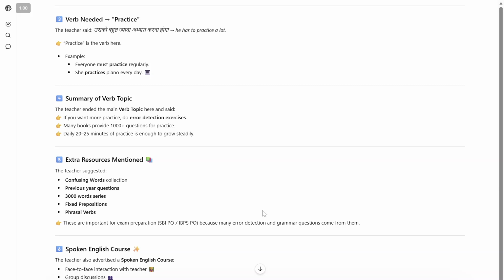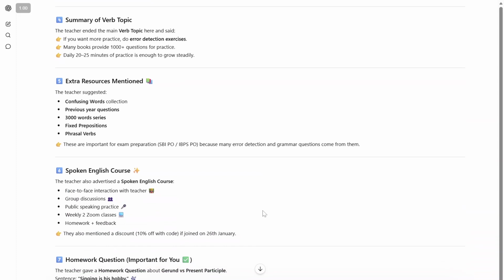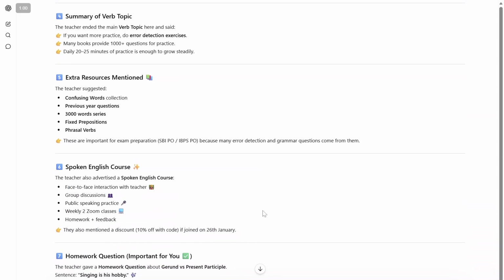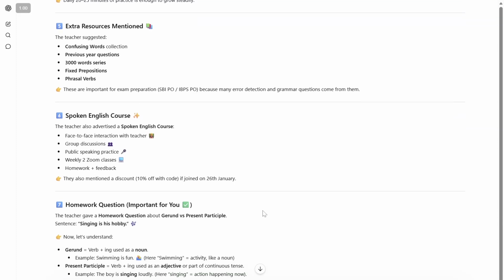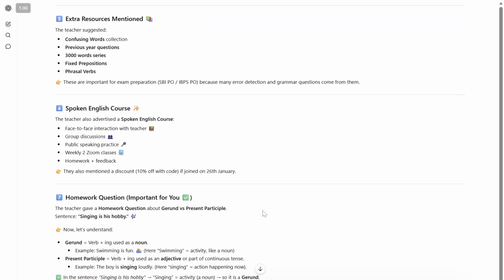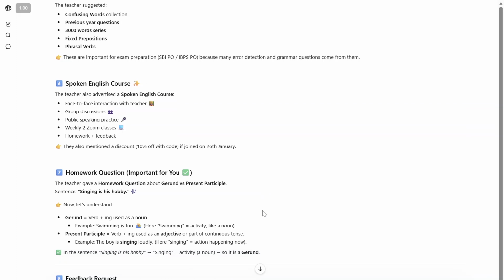Extra resources mentioned. The teacher suggested confusing words collection, previous year questions, 3,000 word series, fixed prepositions, phrasal verbs. These are important for exam preparation, SBI PO, IBPS PO, because many error detection and grammar questions come from them.